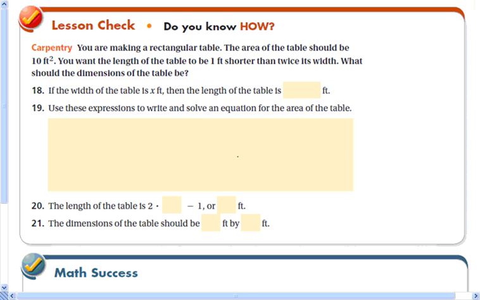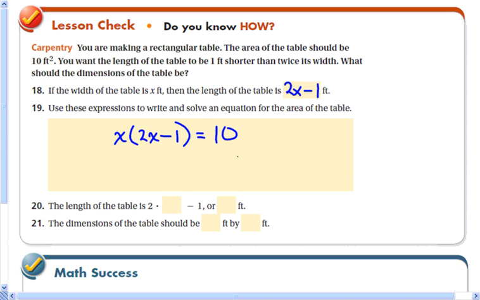All right, the lesson check says you're making a rectangular table. The area of the table should be 10 square feet. You want the length of the table to be 1 foot shorter than twice its width. What should the dimensions of the table be? Well, if we let x be the width, then the length would be 2x minus 1. Then we can write an equation: length times width. We want that to equal 10.